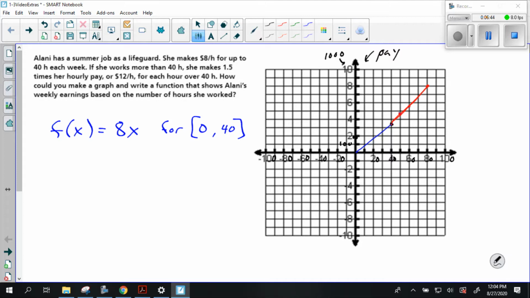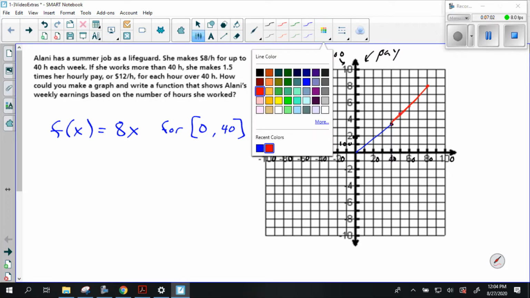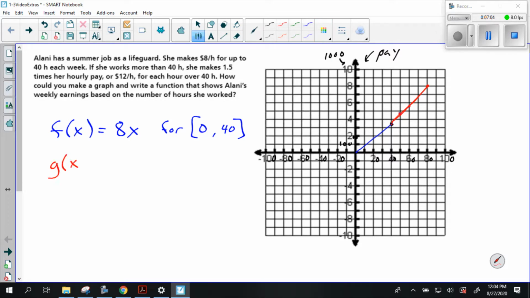We've got something else going on here, right? With our other function, it looks like we've got some other function. We could call it g of x. Let's put it in the correct color that we've chosen. So it looks like we've got another function where now the slope is 12.